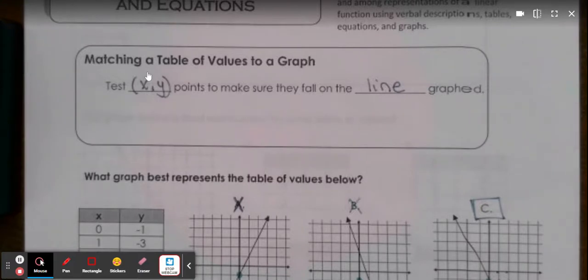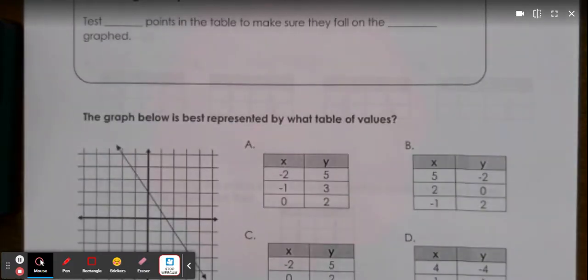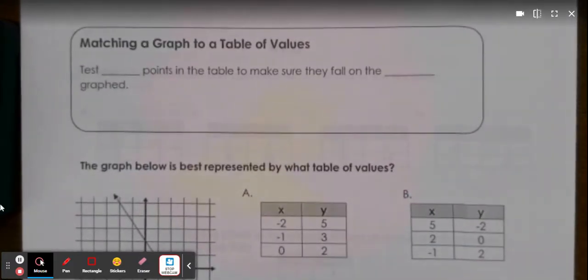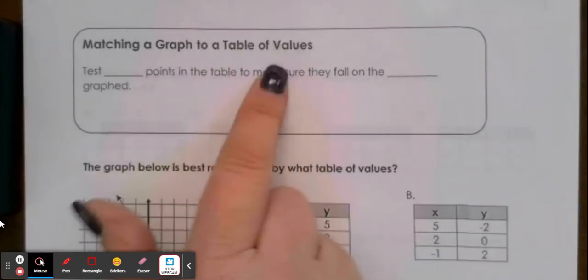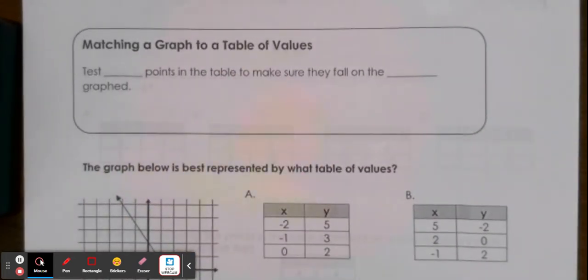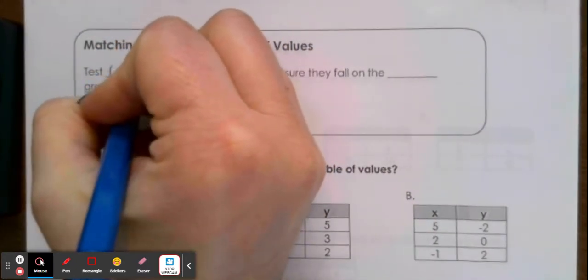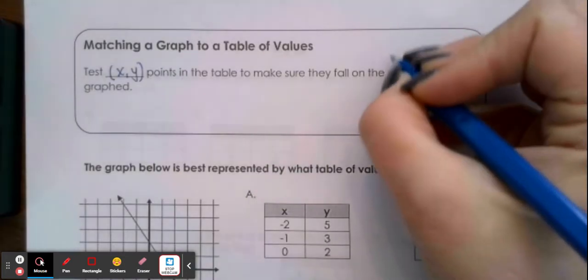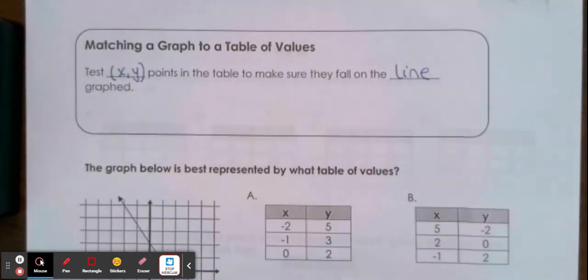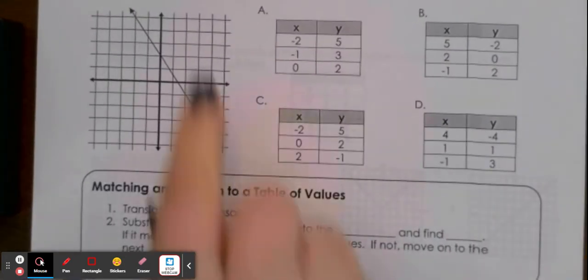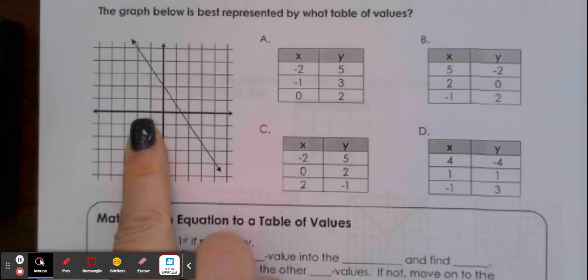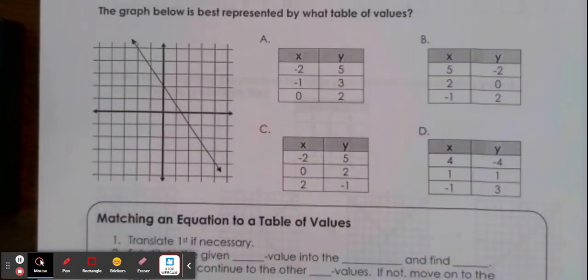Alrighty, we're going to keep on going and turn to page 41. And now we are going to match a graph to a table of values. This is going to look very similar to our first step when we were matching a table of values to a graph. We're going to test those x, y points in the table of values to make sure they fall on the line graph. So I'm given this line here, which table of values works?